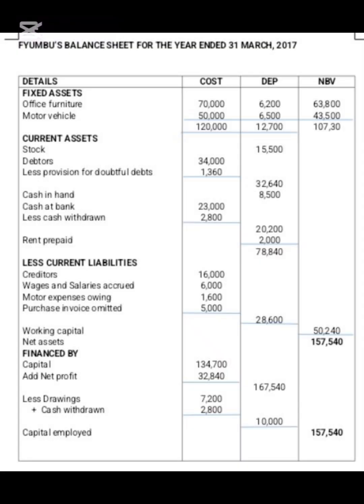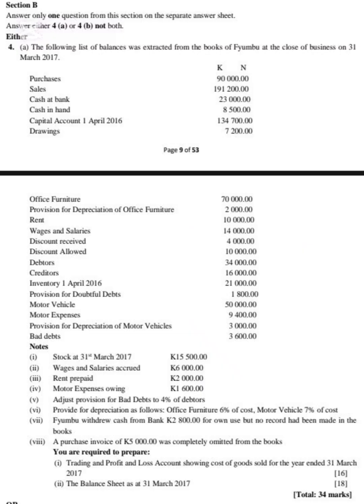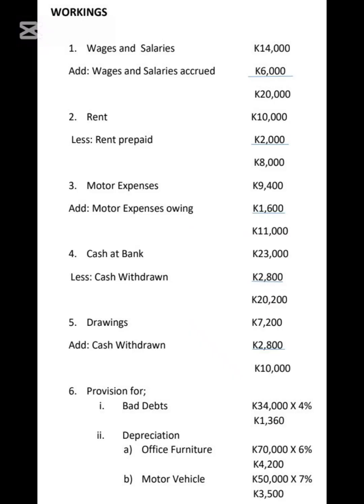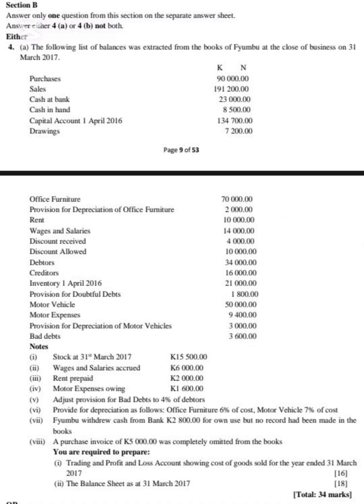Under the fixed assets, we have office furniture and motor vehicle. Office furniture cost 70,000 kwacha. Then on the depreciation part, pay particular attention on this part. The depreciation part, we need to add the depreciation that we have calculated in this accounting period and the depreciation that is already in the list of balances.